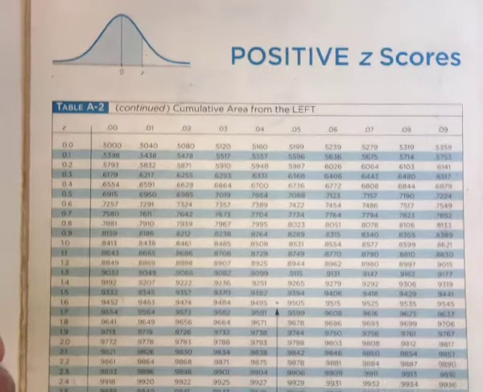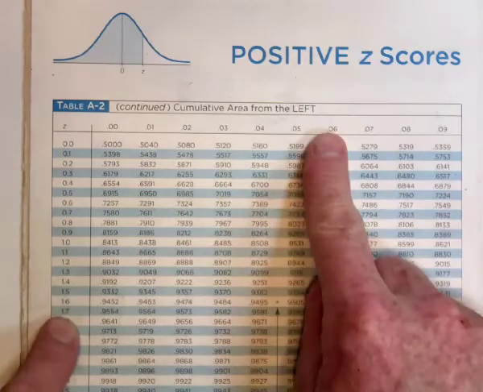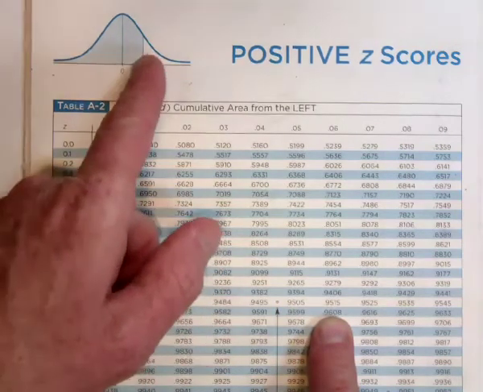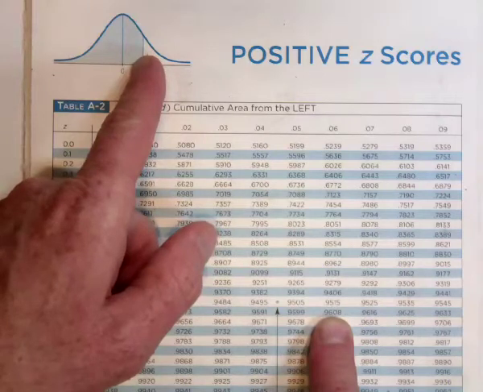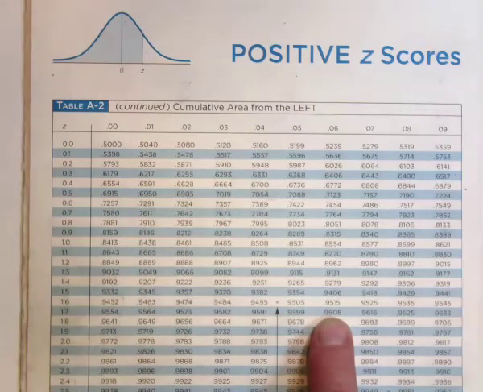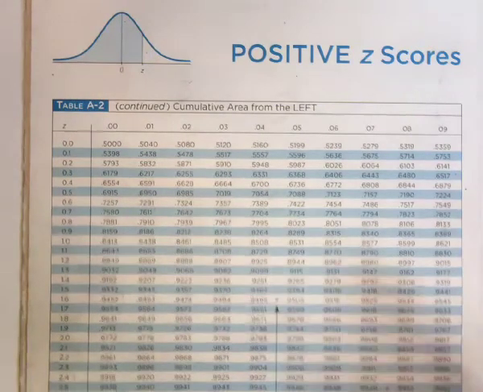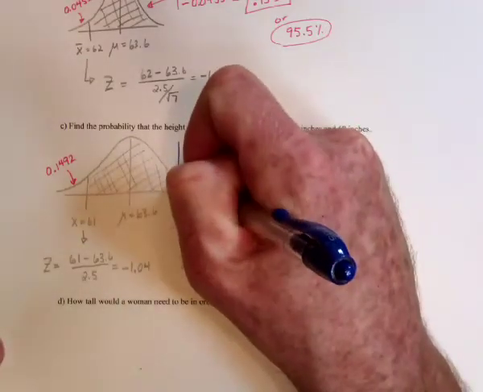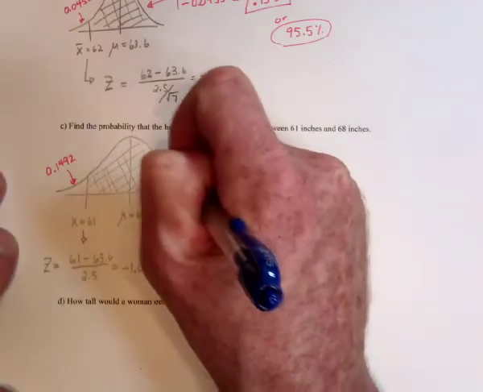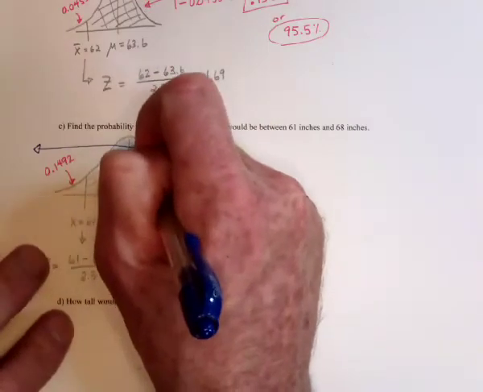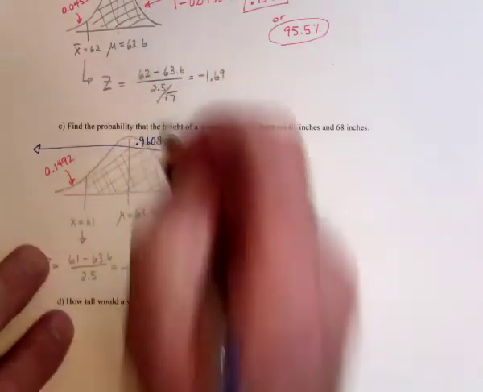So we'd have 1.7 and 6 is a .9608. But that's saying from that number you just looked up, 1.76, all the way to the left forever is this probability right here, .9608. So that's saying if you go from here over to the left forever, that is 0.9608.